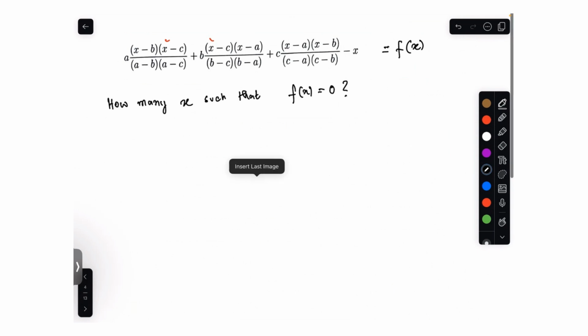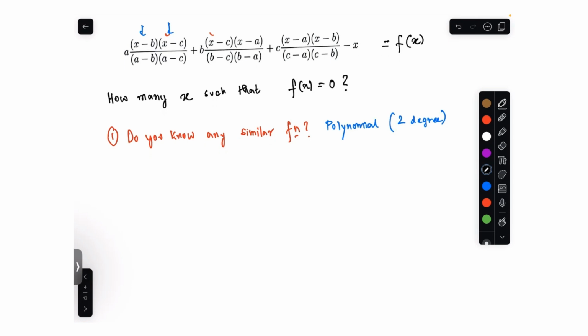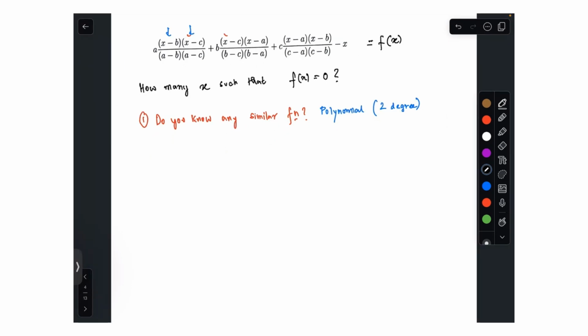This is the question. So step number one, you must have observed what kind of function it is. Do you know any similar functional form? Yes, we know it's a polynomial. Can you describe the polynomial a bit more? Yes, it's a 2-degree polynomial because there are x squared terms here. So when this first information came to your mind after looking into this problem, some information came into your mind.